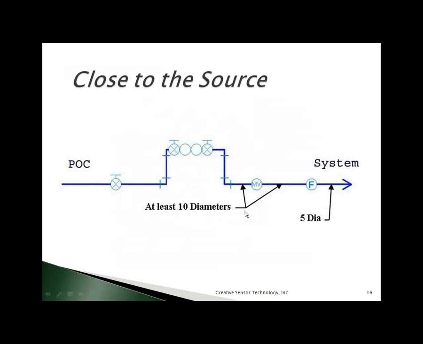Where do you put it in the system? Obviously, to measure everything in the system, we want to put it as close to the source as possible. So that may be the point of connection. There may be a vacuum breaker or pressure breaker here to prevent backflow. We want to put it immediately after that, and somewhere, if we're using a master valve, near the master valve, but again, observing the 10 and 5 rule to keep it straight pipe ahead of it and behind it.